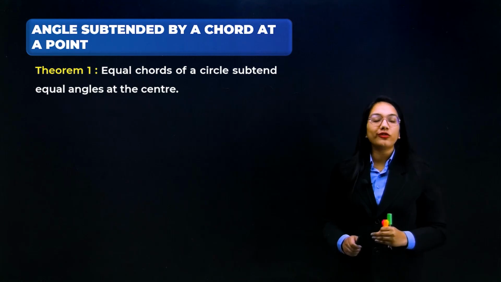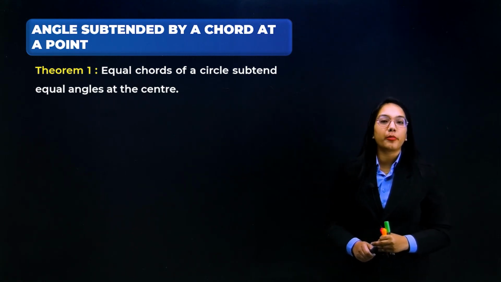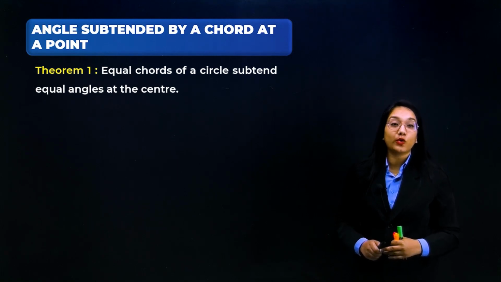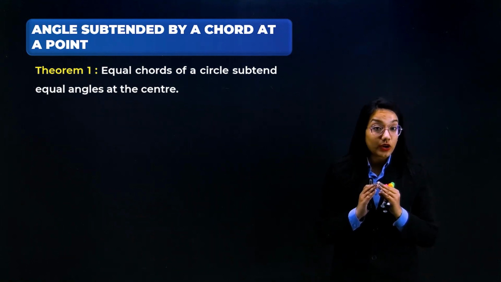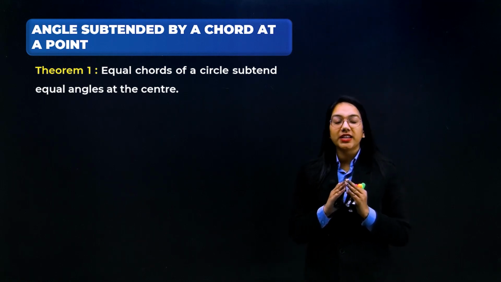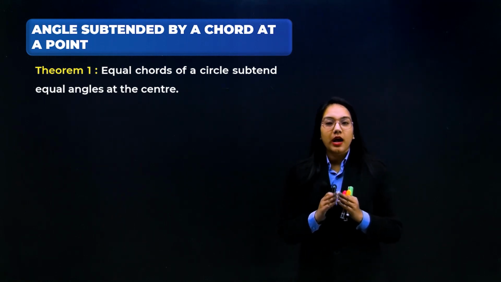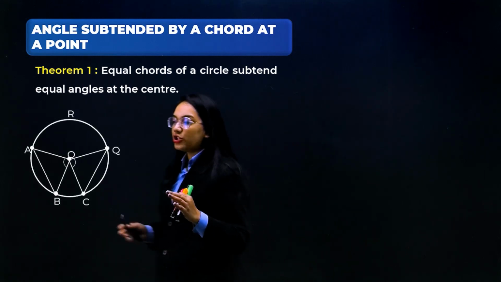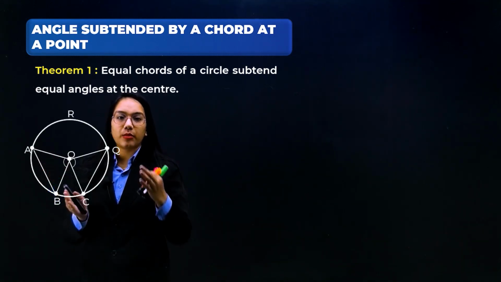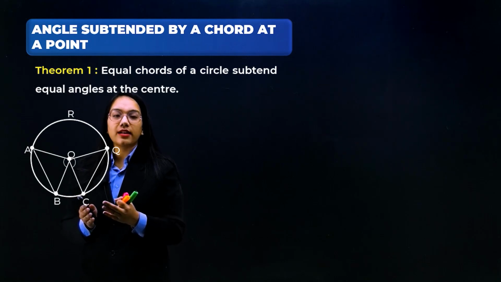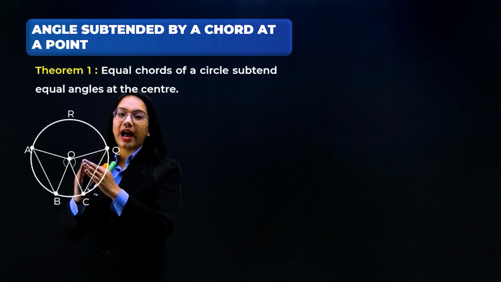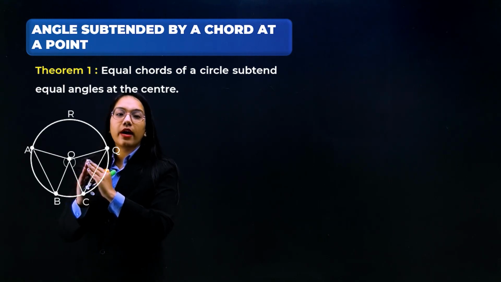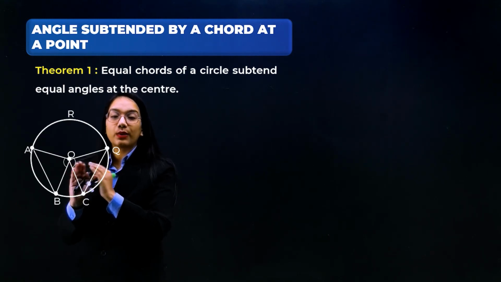Now we have to prove that whenever we have angles subtended by equal chords at the center of the circle, they are always equal to each other. Let me form a figure for this. Let us take these 2 chords. As you can see, we have the 2 chords AB and CQ, such that they are subtending an angle at the center of the circle. Now I have to prove that this angle and this angle are equal to each other.